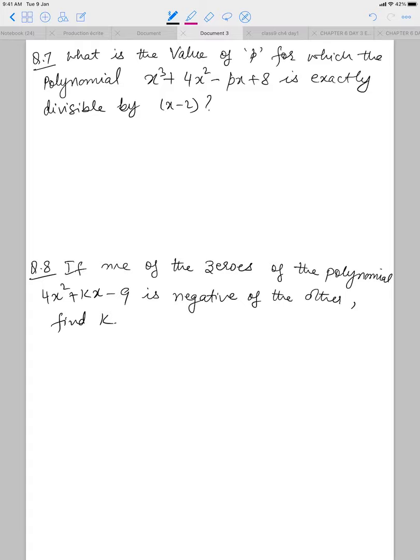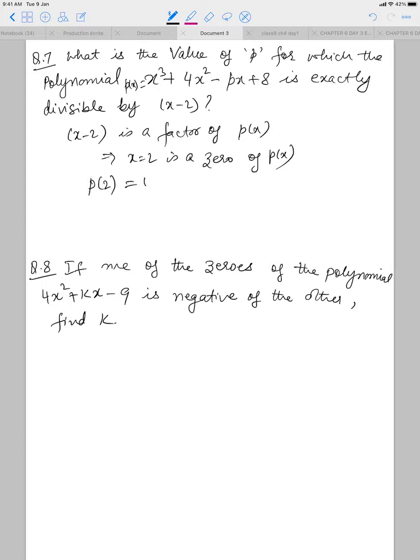is exactly divisible by x minus 2? Now what does it mean when I say this polynomial is exactly divisible by x minus 2? This means that x minus 2 is a factor of the given polynomial. If I name it as p(x), so it is a factor, and this implies that x is equal to 2 is a 0 of the given polynomial p(x). That means if I put x is equal to 2 in the entire polynomial, its value should reduce to 0. That means p of 2 should be equal to 0.